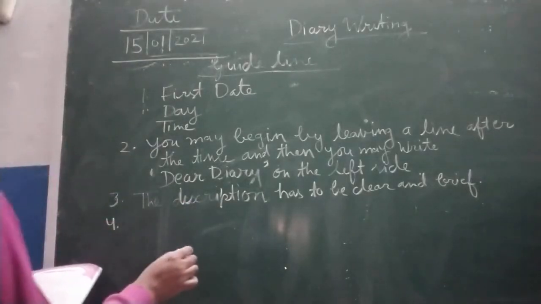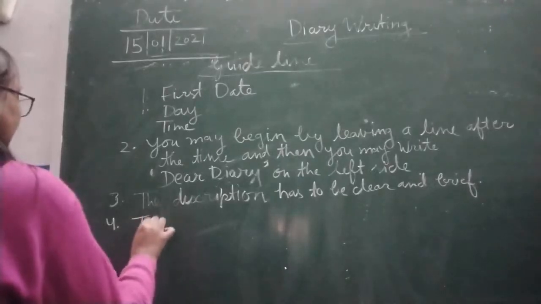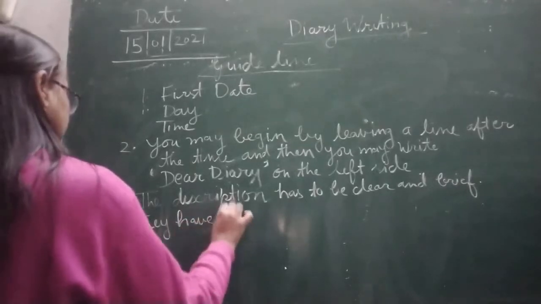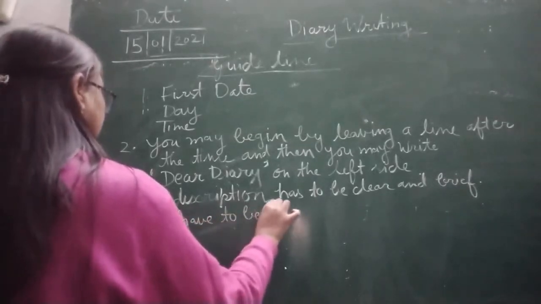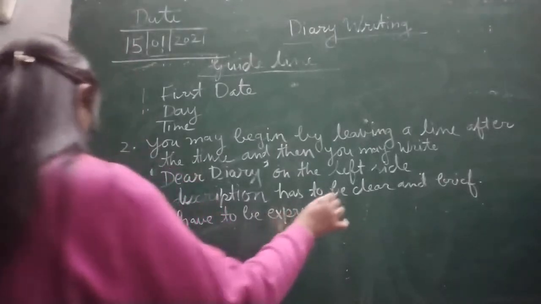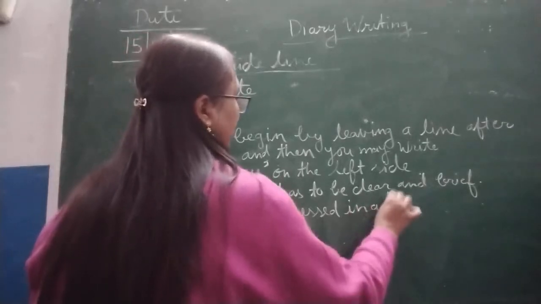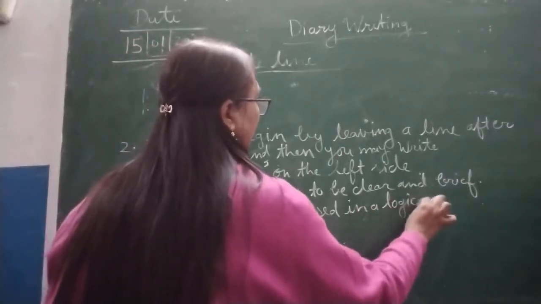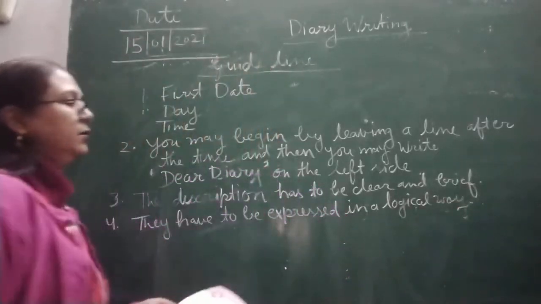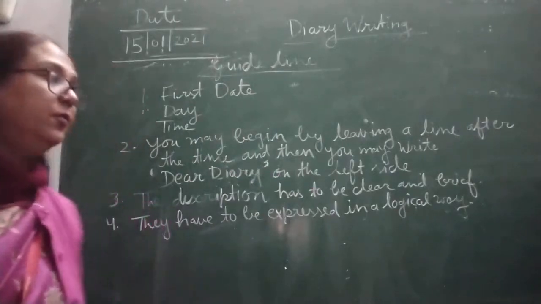And now the fourth point that we are going to write over here is that they have to be expressed in a logical way. So whatever you are writing has to be expressed in a logical way. So now children, whatever you are expressing, you should express in a logical way.